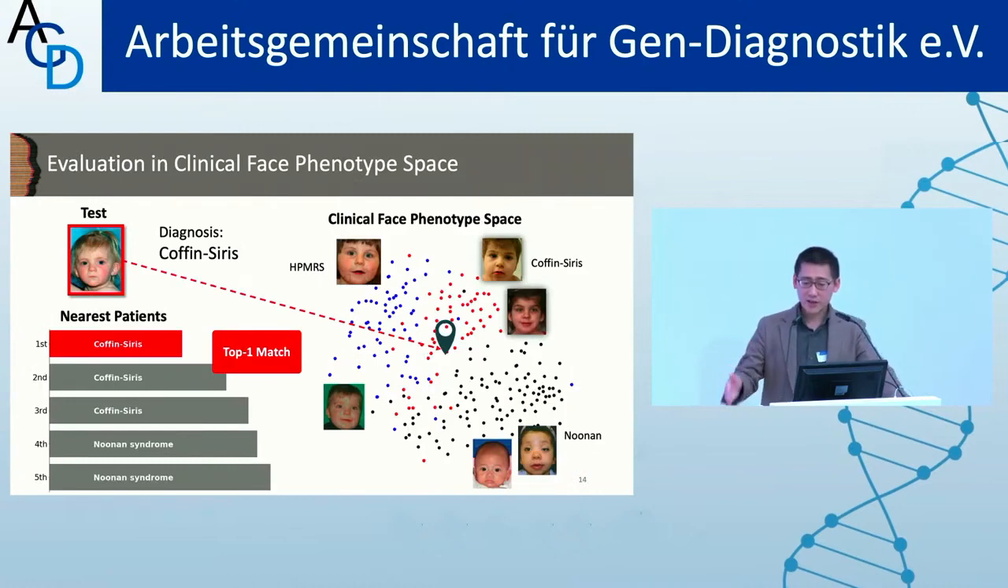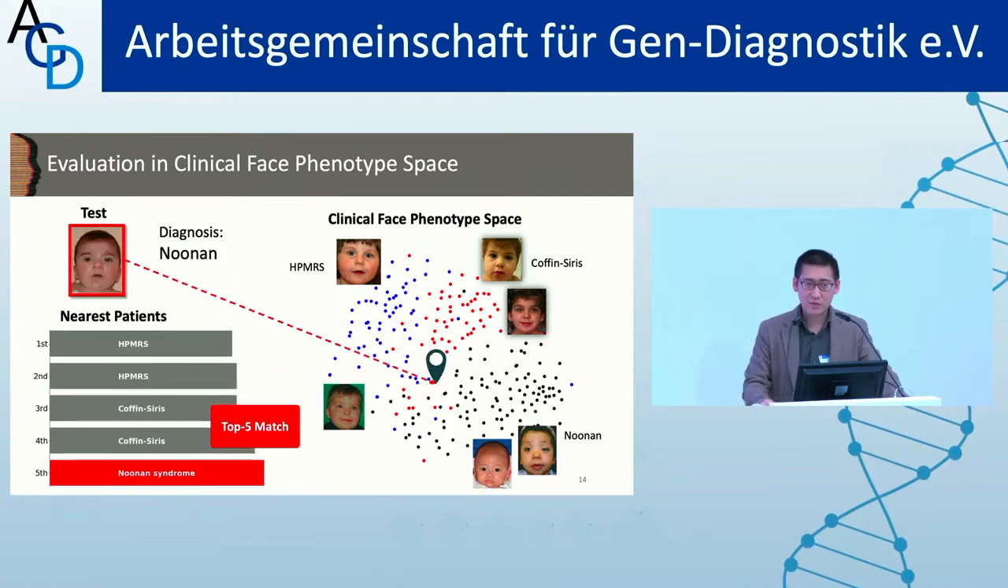And then how do we evaluate the performance? For example, this is a patient with Cofan. We put this patient into the space with other patients, maybe from another 1,000 syndromes. Then we calculate the distance between this patient and the other patients, and rank the patients by the distance. For example, here the nearest patient in this space is also Cofan. Then we call it a top 1 match, because this is the nearest patient.